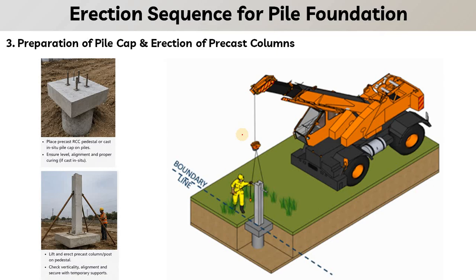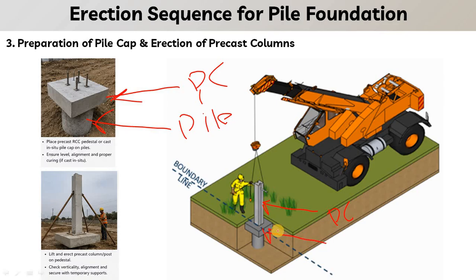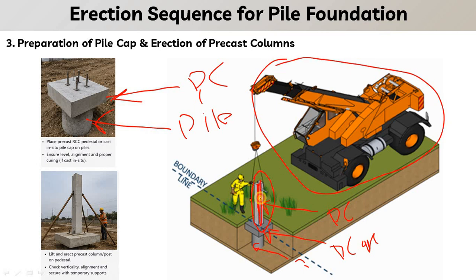Now next, as I discussed, after the casting of the pile cap, here you can see this is the pile cap. We have the pile, this is pile, and this is pile cap. Okay, so now in the third step, we can see the preparation of the pile cap and erection of precast column. Here you can see this is the precast column, PC. This is the cast in situ pile cap, and this is pile. Okay, so here you can see the precast column has been erected using the crane. This is the mobile crane that is used to erect the precast column.